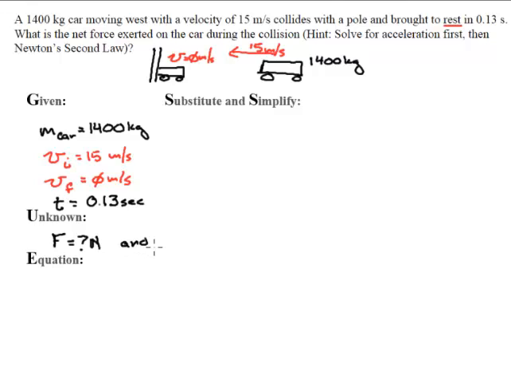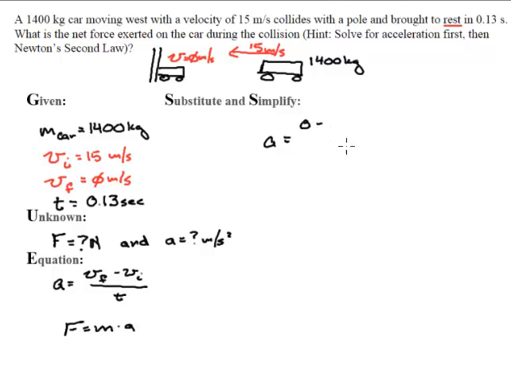But in order to do that, I'm going to find out what acceleration is first, in meters per second squared, because a hint told me. And so I'm going to use two equations. I'm going to use the acceleration equation, which is velocity final minus velocity initial divided by time. And once I have that, then I'm going to use Newton's second law. So, in order to figure out acceleration, my acceleration equals my velocity final, which is 0, minus my velocity initial, which is 15, over 0.13 seconds.